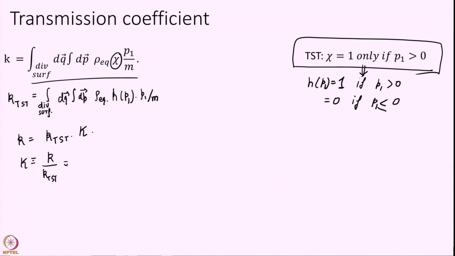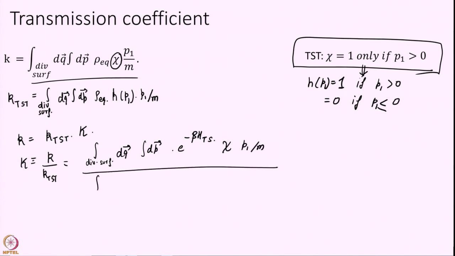Okay, so if I divide these two, dq dp, rho equilibrium, I will just write as e to the power of minus beta H transition state, chi p1 over m, divided by the dividing surface, dq dp e to the power of minus beta H transition state, H of p1 into p1 over m.